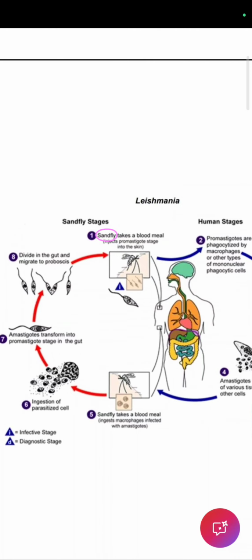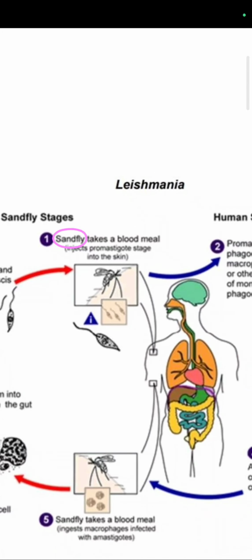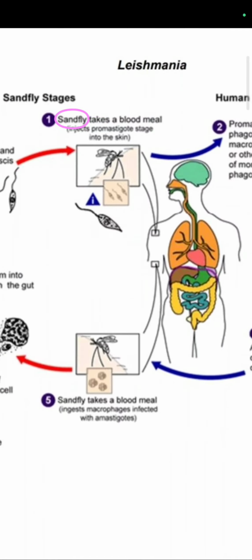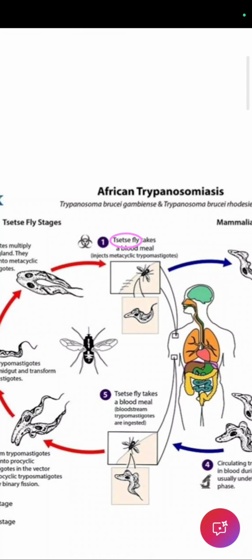Next we have Leishmania. You just have to look out for this sandfly. Out of all the parasites in this PDF, this is the only one which is transmitted by a sandfly. So just look out for the vector, how the Leishmania is entering into the body, which is through the sandfly.